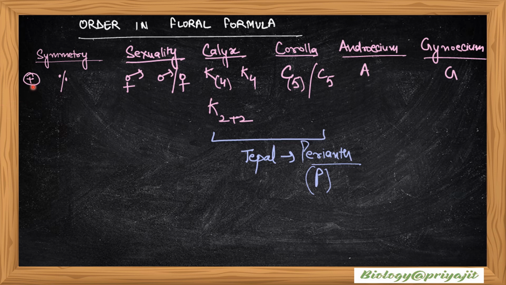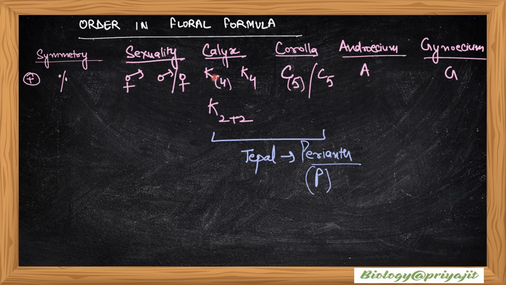Symmetry is of two types: actinomorphic, circle plus within circle; zygomorphic, denoted by the percentage symbol. Sexuality is either bisexual, this is the symbol of bisexuality, or unisexual, this is the symbol of male and this is the symbol of female.